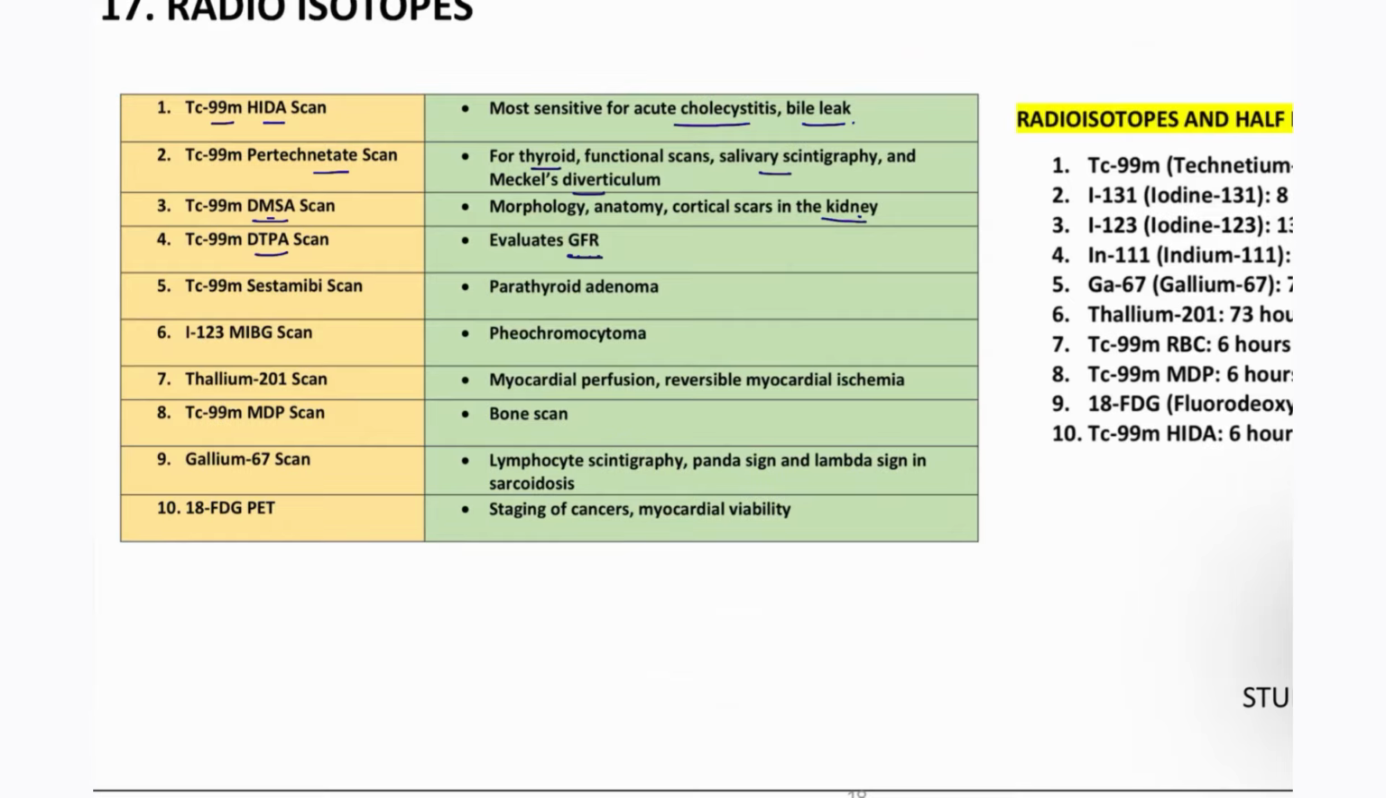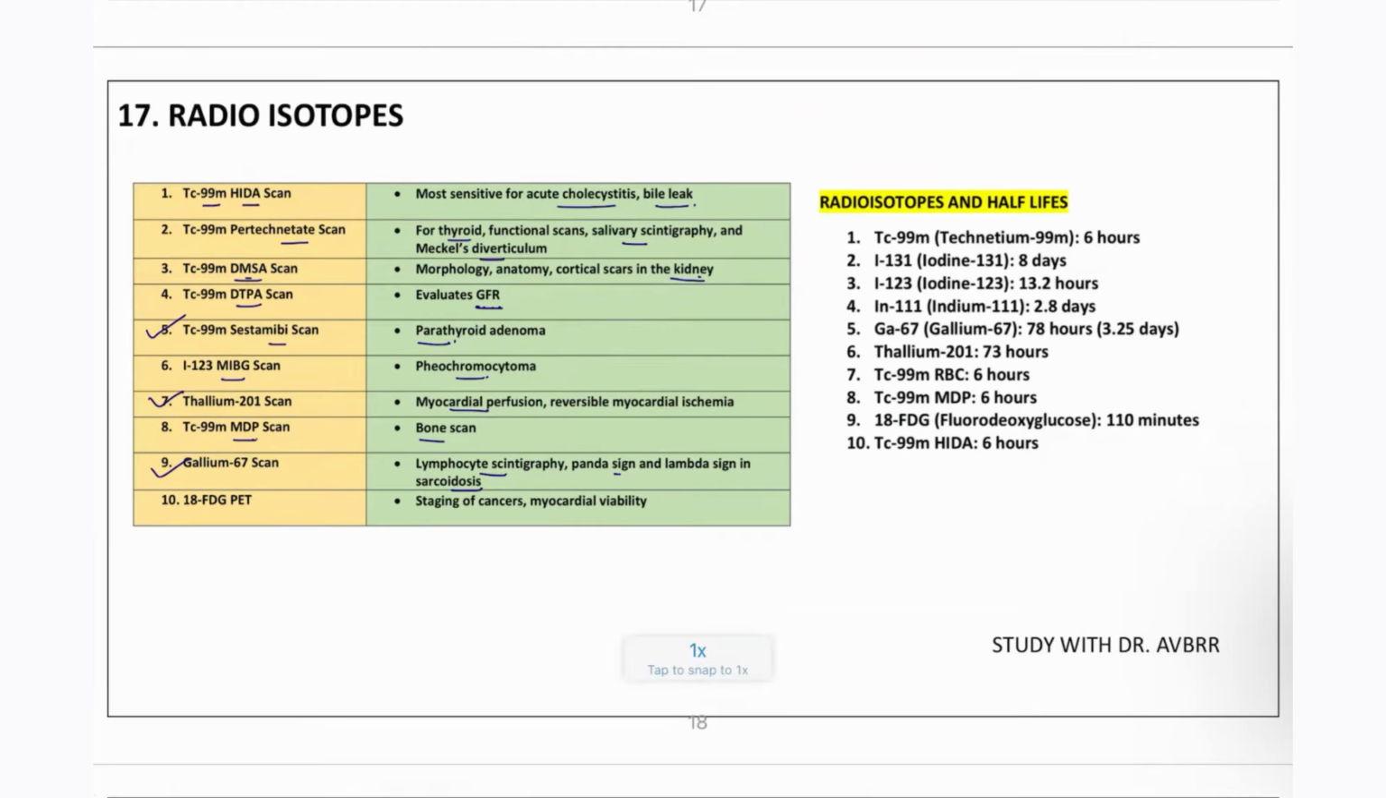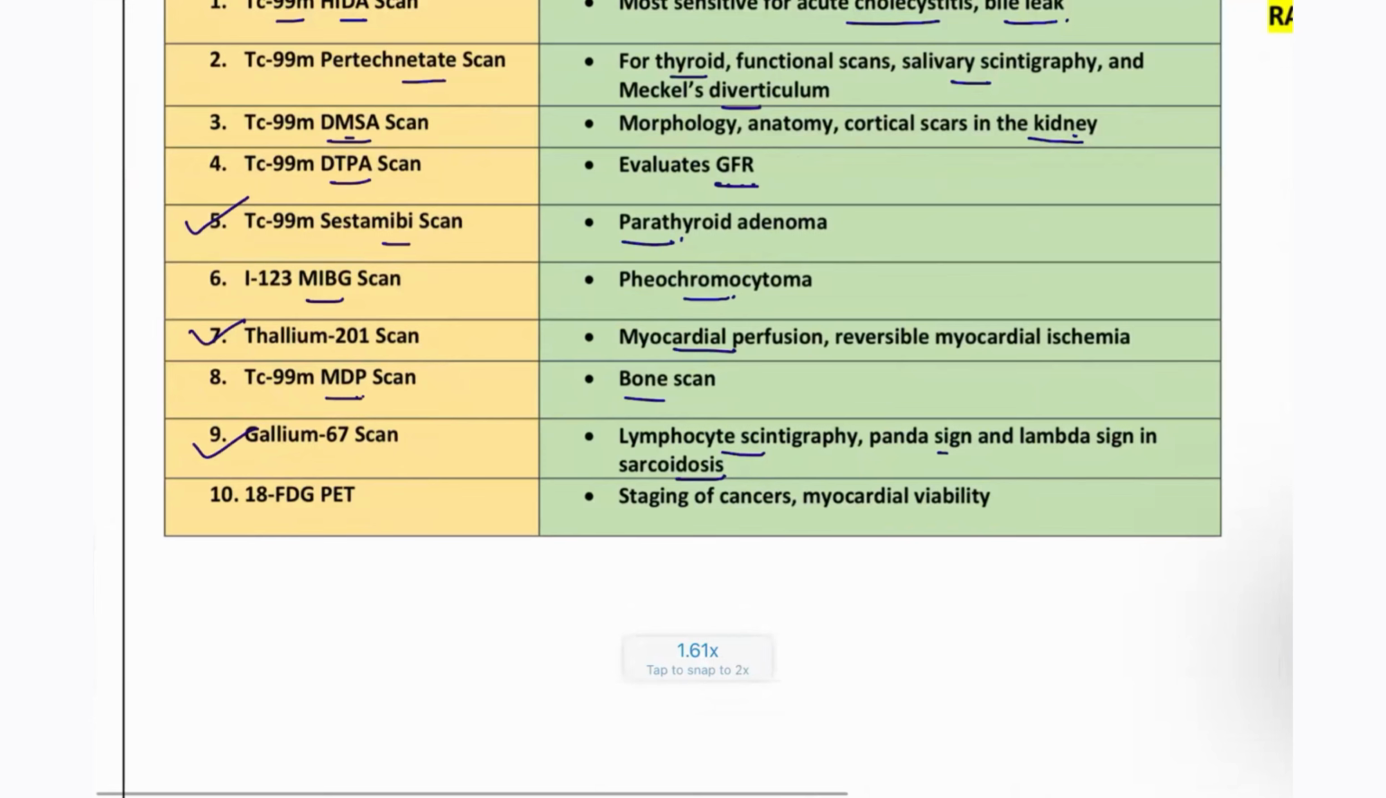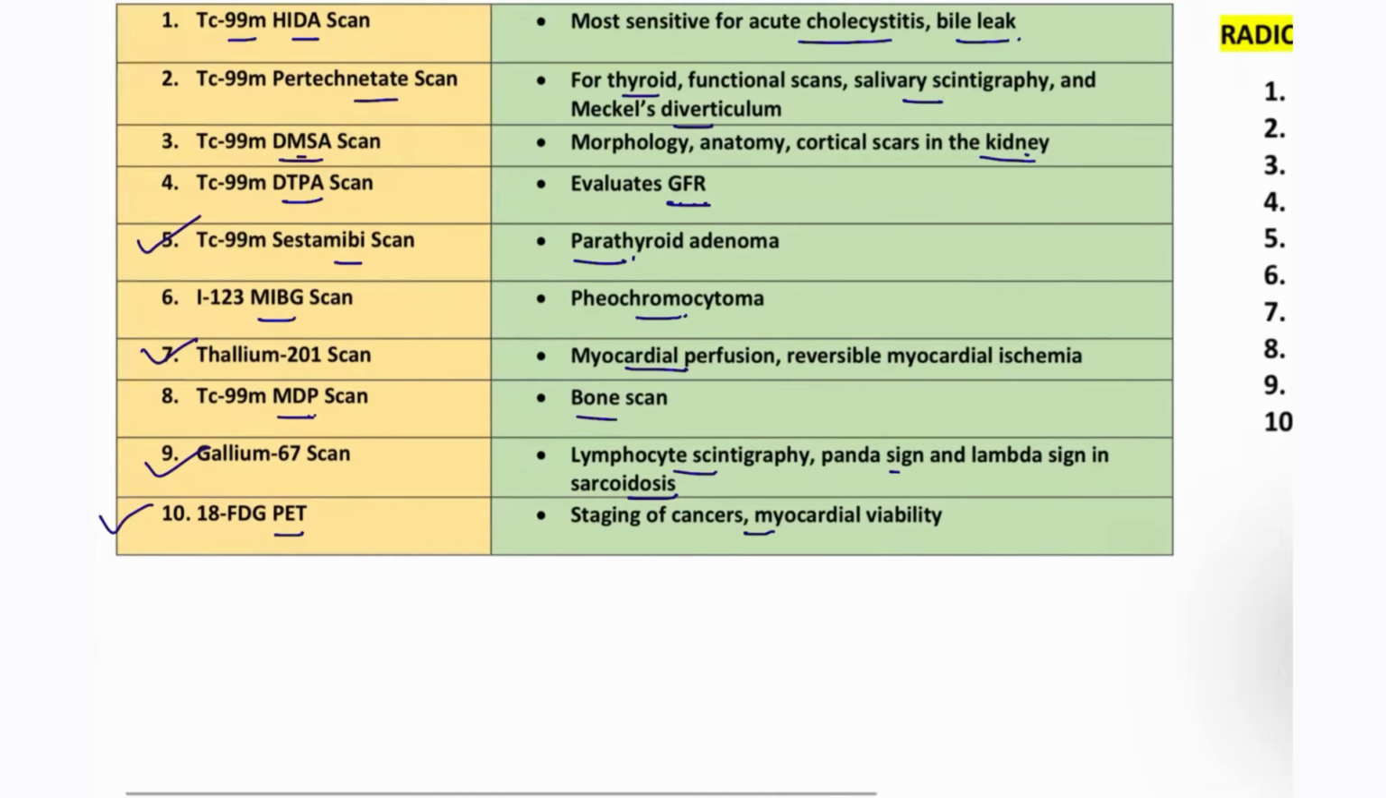Technetium 99 Sestamibi scan is for the parathyroid. This is one of the questions asked in the exam. MIBG scan is for pheochromocytoma. Thallium is for myocardial perfusion and MDP scan is for the bone. Gallium is for lymphocytes, for example sarcoidosis can also be seen. Next, 18 FDG, the glucose type of PET scan, is used for PET scan and also cancer staging.